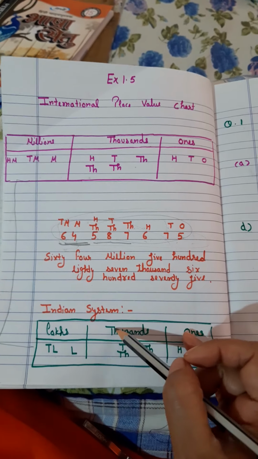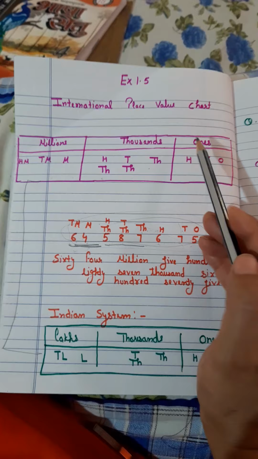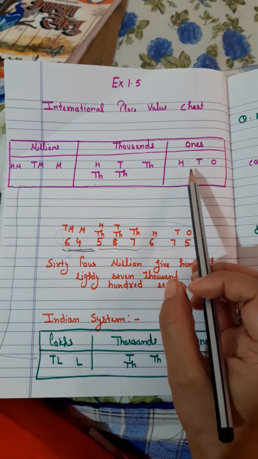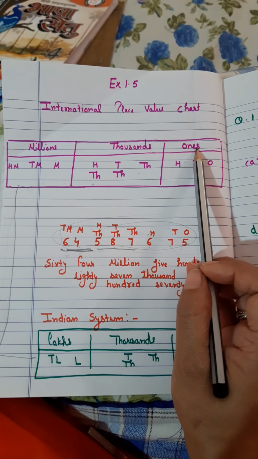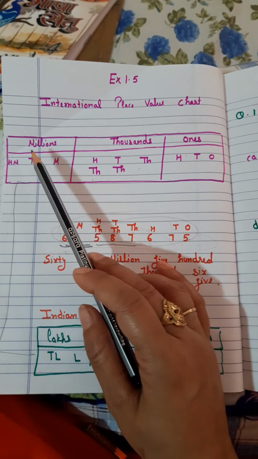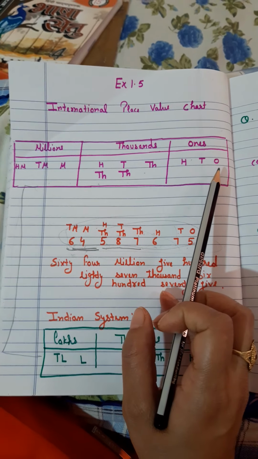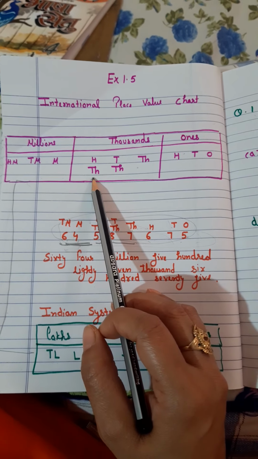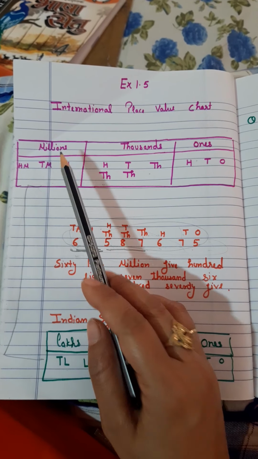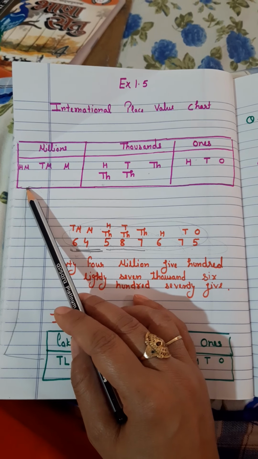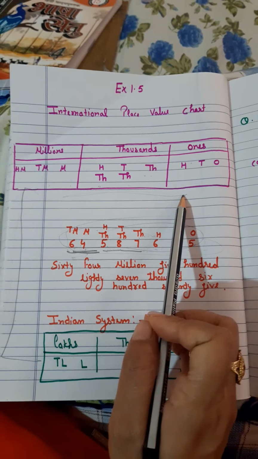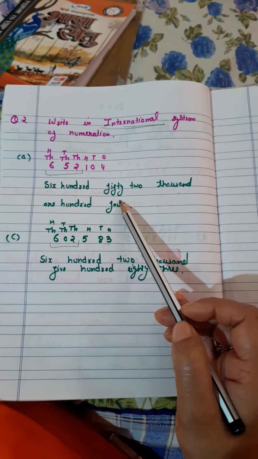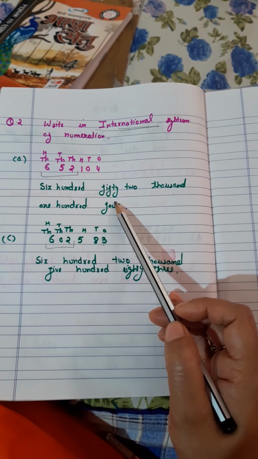So we have discussed two systems. Today, the Indian system, though we already know it, and we have discussed the international place value chart. At last, I am again going to discuss it. We have the periods ones, thousands, millions. Under ones we have ones, tens, hundreds. Under thousands we have thousands, 10,000s, 100,000s places. And under millions we have millions, 10 millions and 100 millions. As per this place value chart, you have to write the number name of the given number.